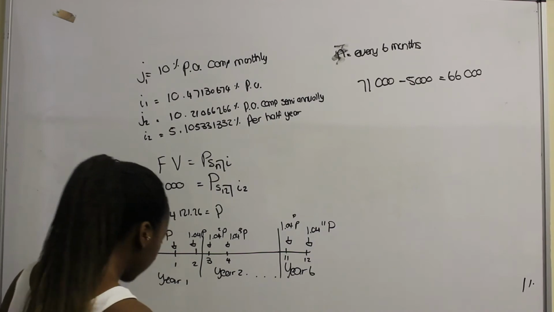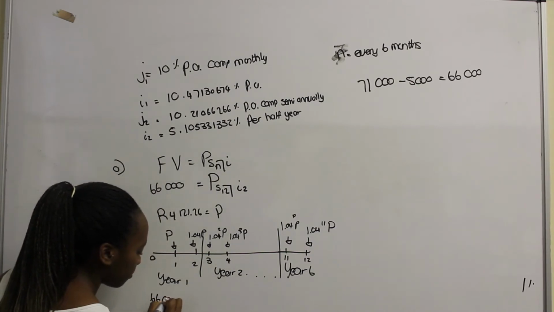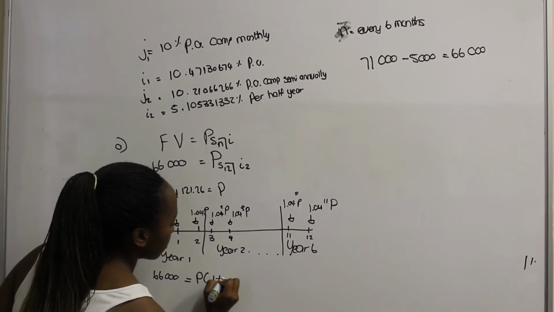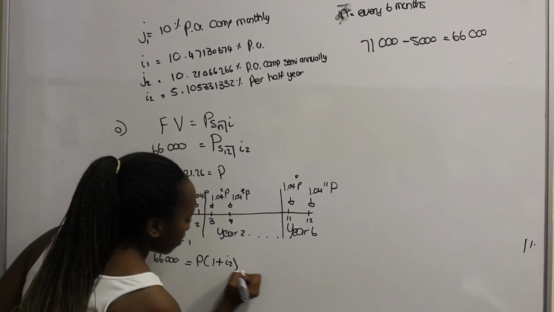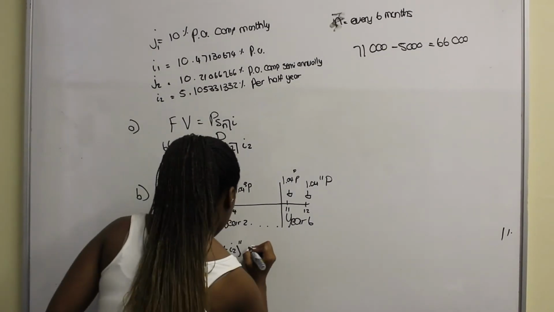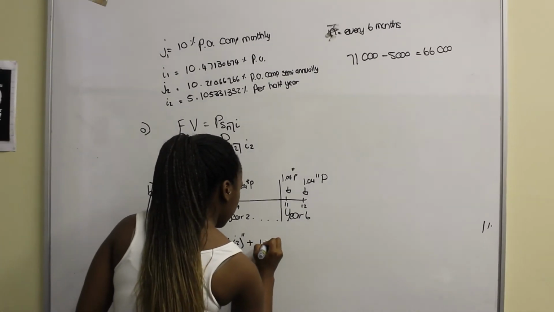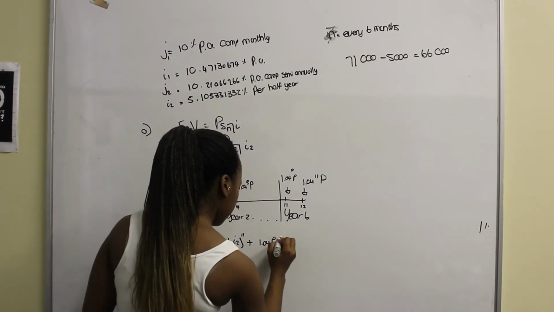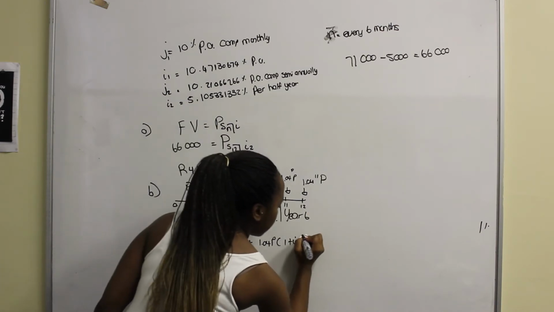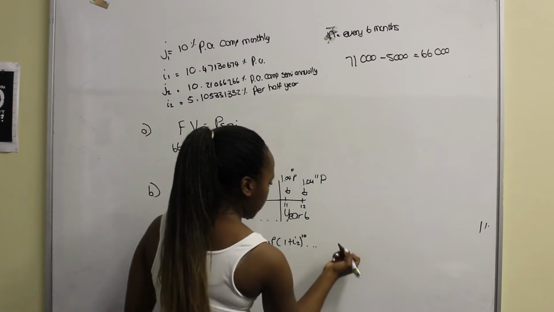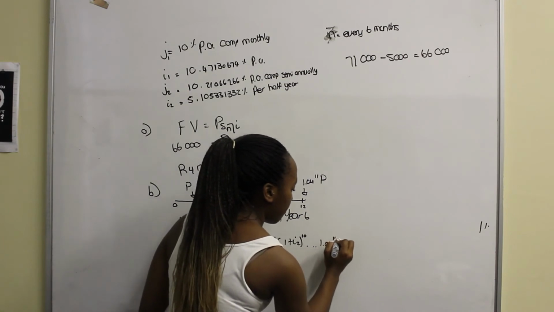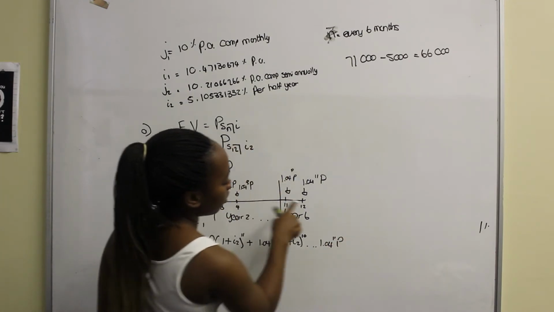So what we do here now is 66,000 is equal to P(1 + i2), which is here. We're taking out this one. Now we're left with 11 payments plus 1.04P(1 + i2) to the power 10, until you get to this one, which is going to be 1.04 to the power 11 P, and then we have no interest because it's at the end.